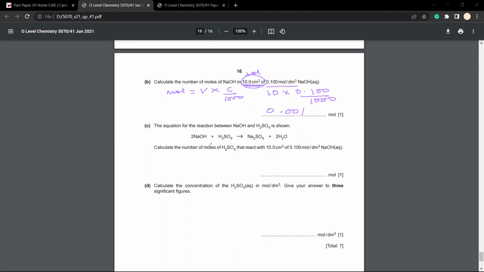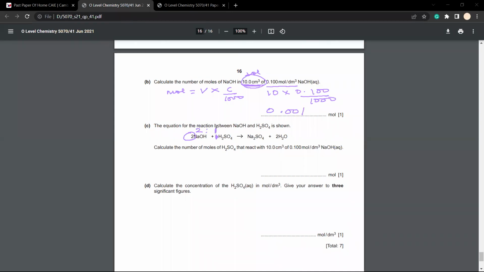Now after that, because we have to find out the concentration of sulfuric acid, in the previous question they gave us a ratio, but in this question, instead of a ratio, they have given an equation for us to evaluate what the ratio is. So it's a balanced equation. From this, we can see that 2 moles of NaOH react with 1 mole of sulfuric acid. So the ratio is 2 is to 1, right?